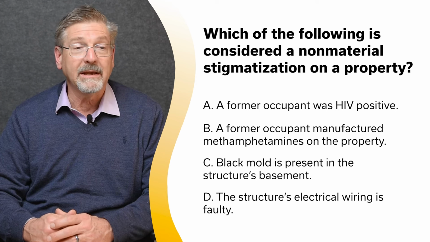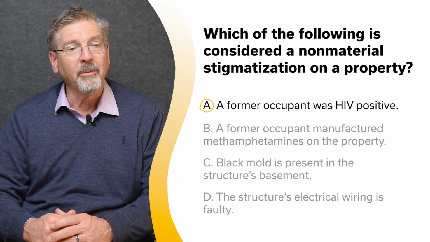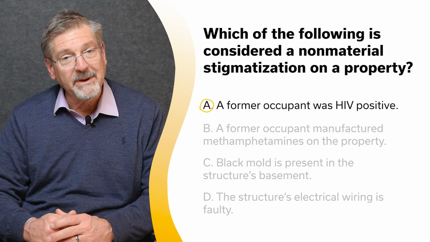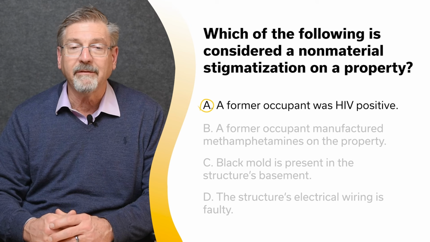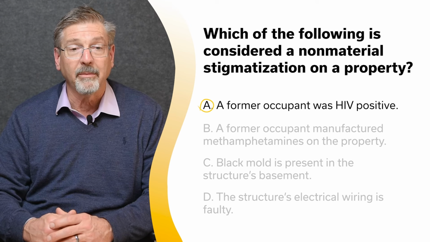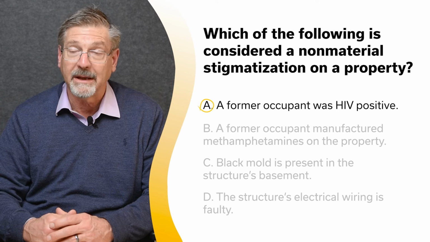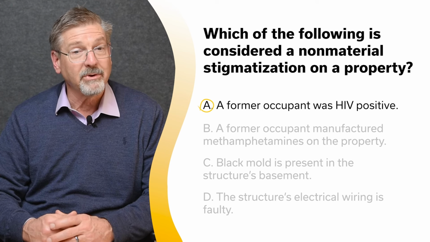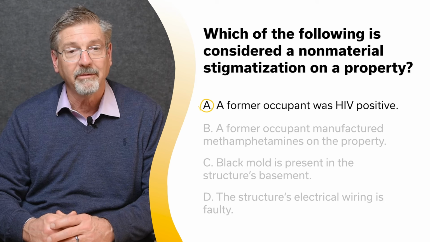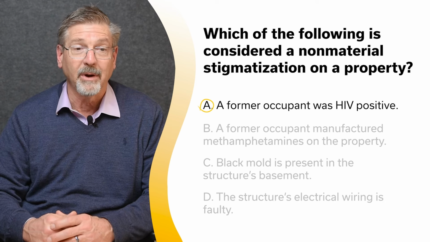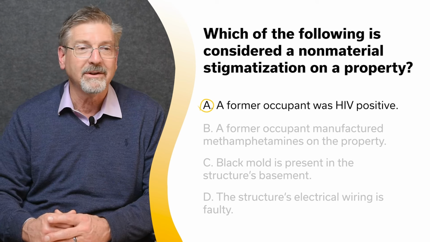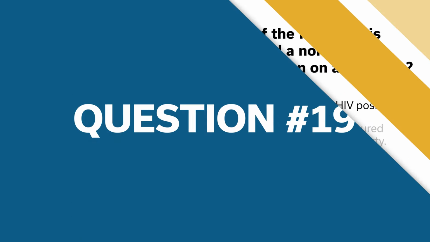The correct answer is A, a former occupant was HIV positive. The fact or suspicion that a former occupant was HIV positive is not material to the physical condition of the property and so need not be disclosed. Manufacture of meth can leave toxic residue on the property and is therefore a material fact that affects the condition of the property, as is structure's electrical wiring being faulty and mold in the basement.